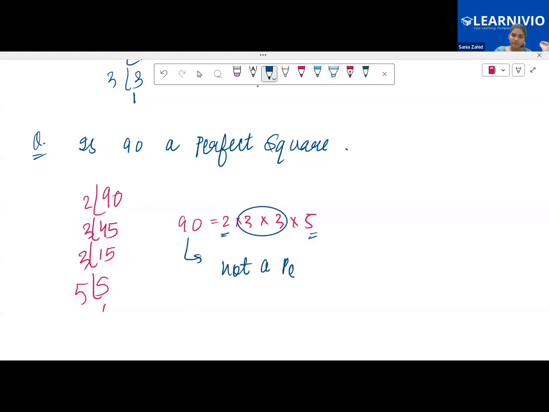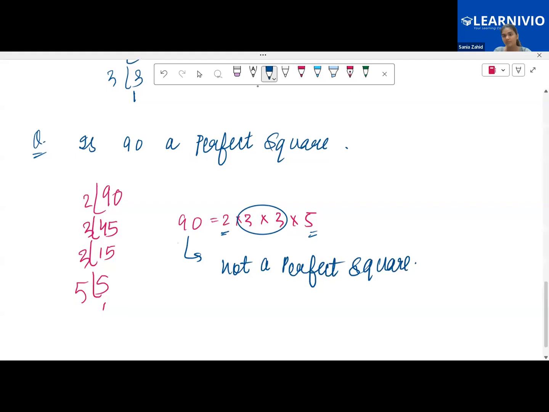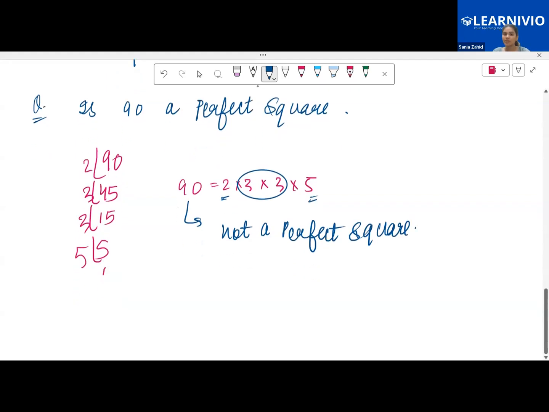Ma'am, I have a question. Yes. Ma'am, to make this a perfect square, we can multiply by 5 and 2, right? Yes, very good. For example, they might ask you, with what least number must you multiply to make it a perfect square? Your answer would be 10, because multiplying 2 and 5 gives 10. So 10 is the least number with which you can multiply 90. Okay.